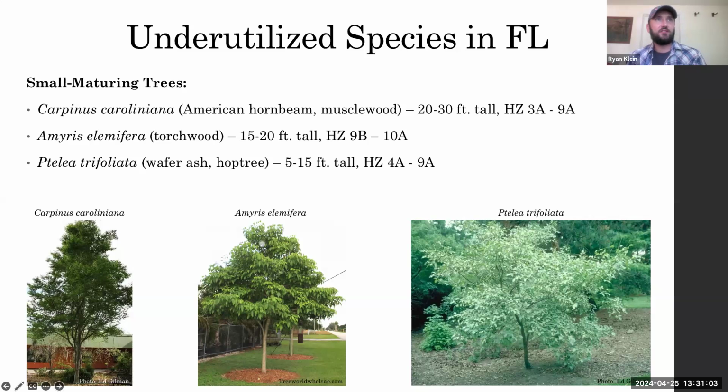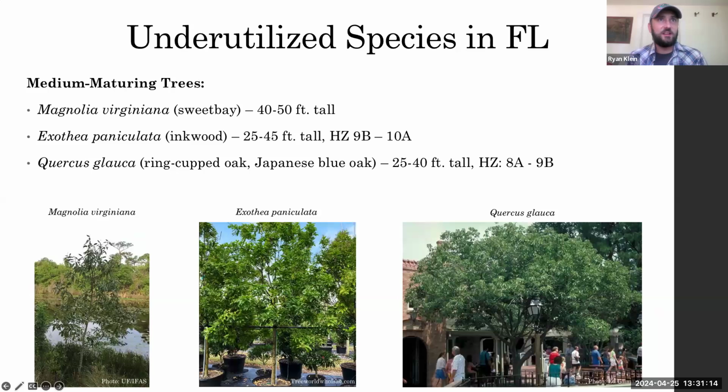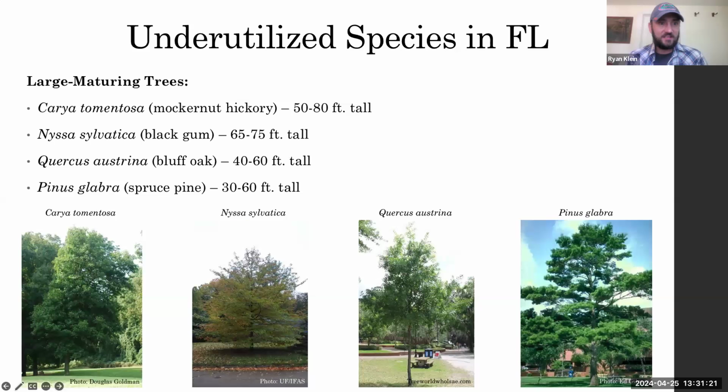So if you're looking at some smaller species, the American hornbeam, torchwood, hop tree, these might be some options for you depending on where you're at in the state. Some medium-sized trees here: sweet bay, inkwood, Japanese blue oak, and then some mature trees. You've got your mockernut hickory, black gum, bluff oak, or spruce pine.